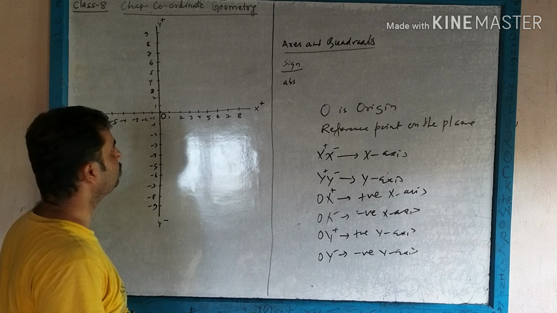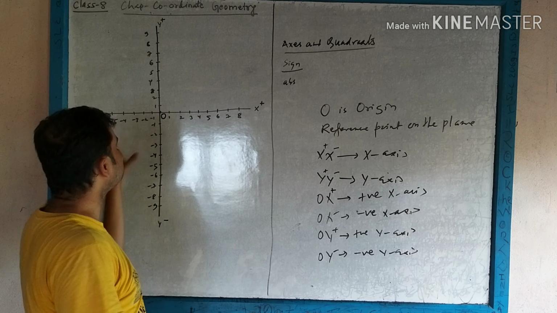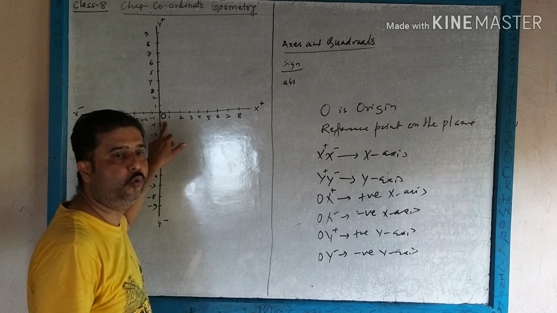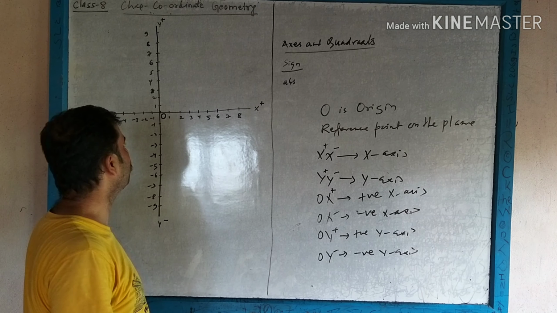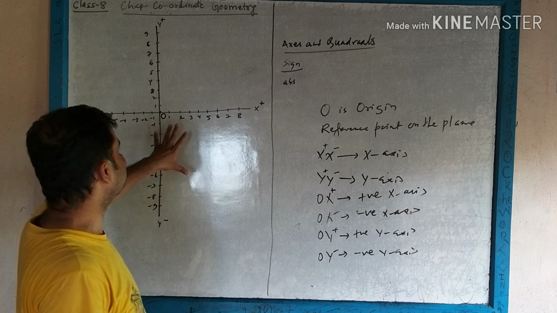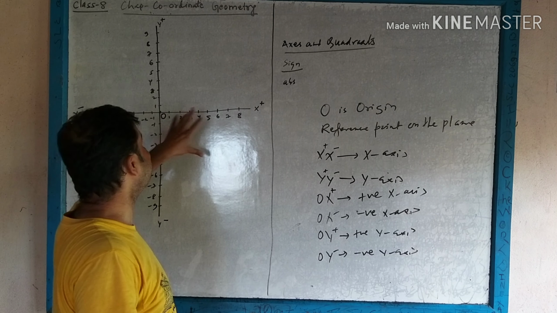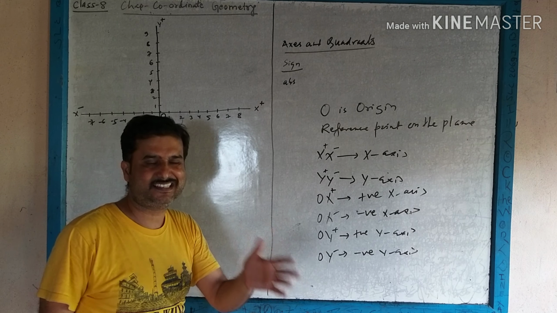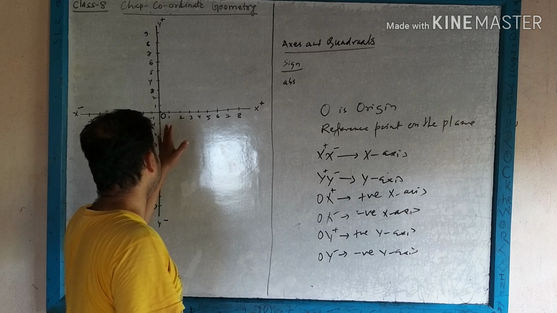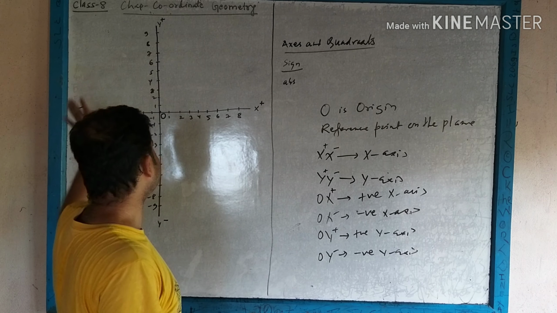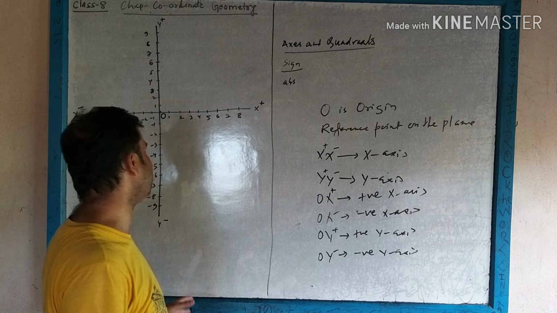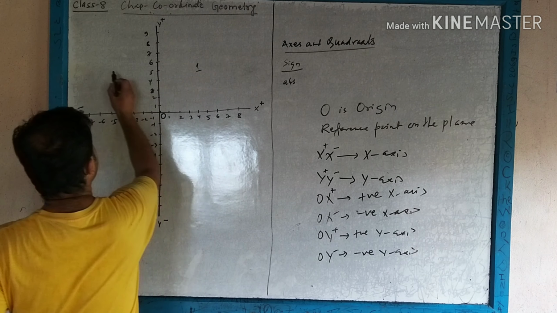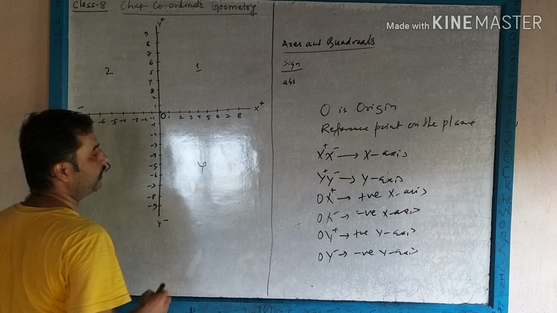Now these positive x-axis and y-axis intersect each other at a point called origin. O denotes origin. These two lines, horizontal line and vertical line, or in other words x-axis and y-axis, intersect each other at a point called O, dividing this whole plane into four parts. One part, two part, three part, and four part.